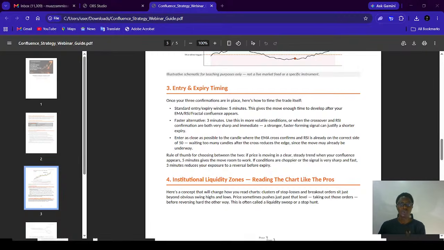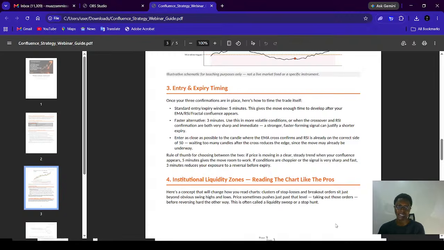Okay, so we are talking about the timing and your expiry time. Once your 3 confirmations are in place, you now have a strong signal and a strong conviction that not only are you going to execute the trade, but that the trade is going to be a winning trade.